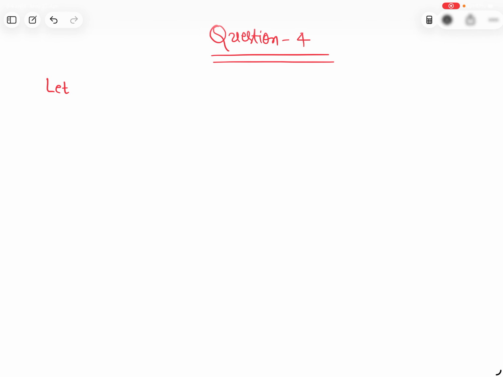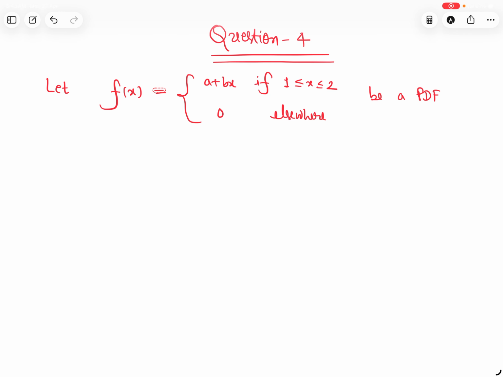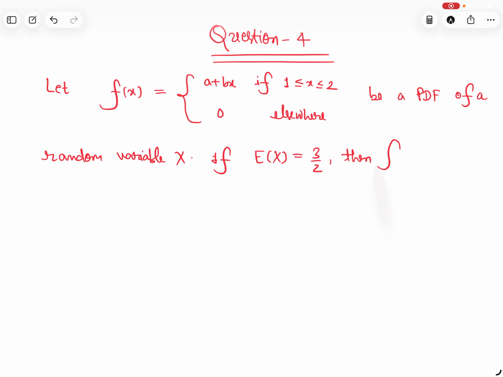Let f(x) is equal to a plus bx if x is in this range, 0 else, where a and b are such that f(x) is the PDF of a random variable X. If the expectation of X is equal to 3 by 2, then find the values of A and B.